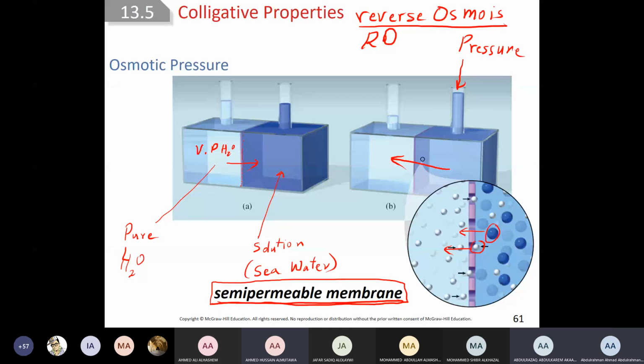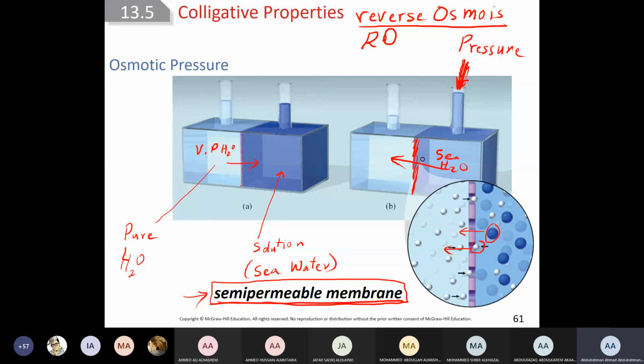Reverse osmosis. What do they do? They bring seawater here. This is seawater. And they put a lot of pressure here. And they put here what? They put a membrane. Semi-permeable membrane. You have to memorize the name.